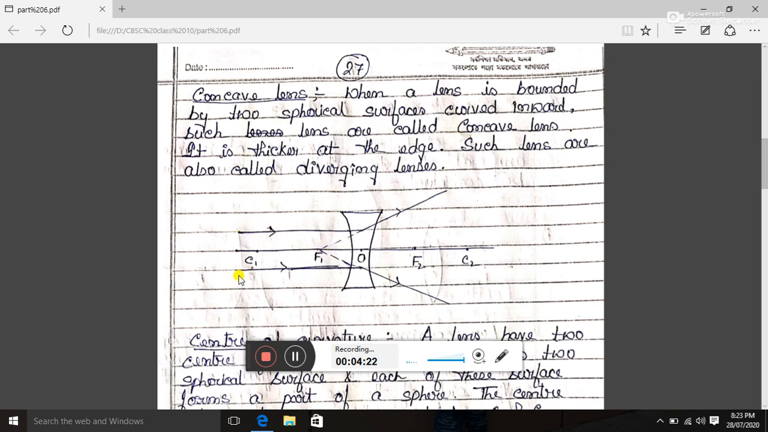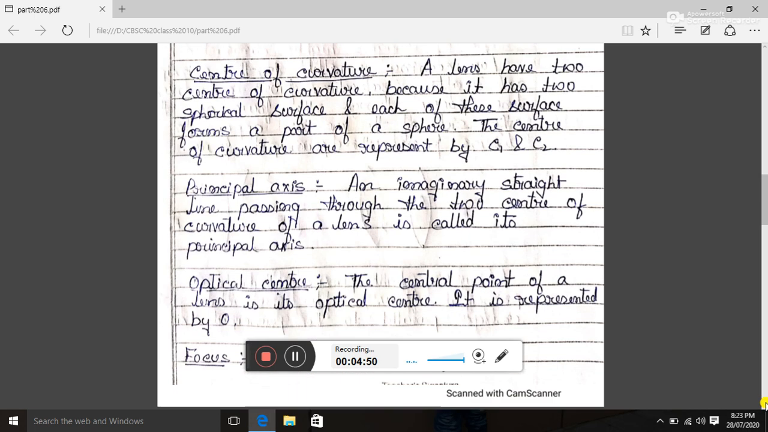So because of this diverging property, these lenses are also called diverging lenses.